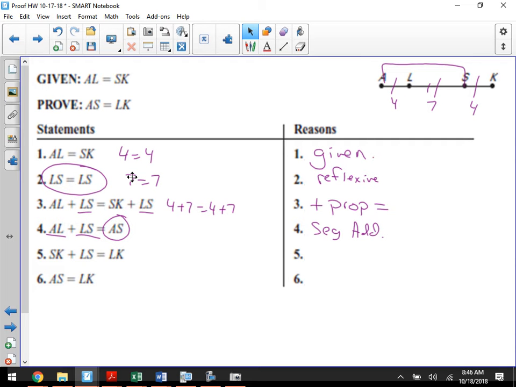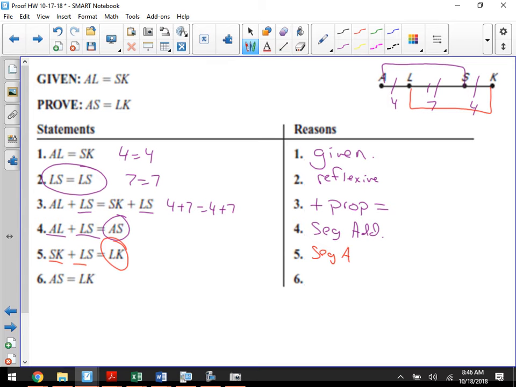Okay, go back again. SK plus LS is LK. Wait a second. SK plus LS, let's go this way. Ooh, two smaller segments added to equal a larger. What's that one? Segment addition again, isn't it? You're adding two segments to make a different one. AS and LK. What do you think?